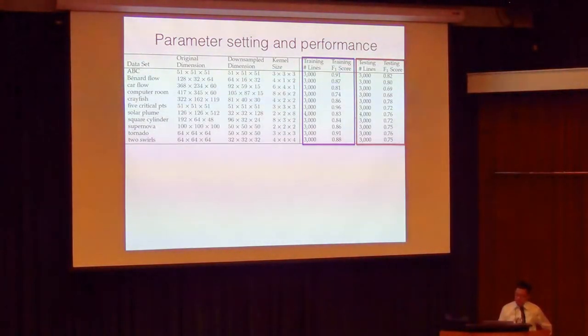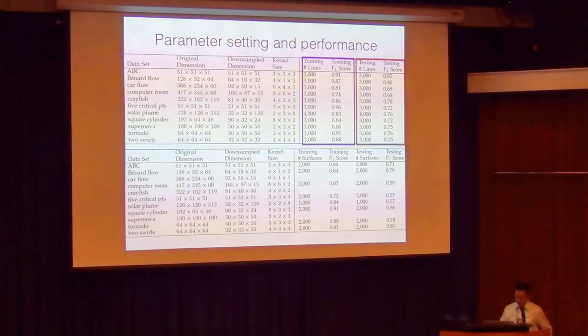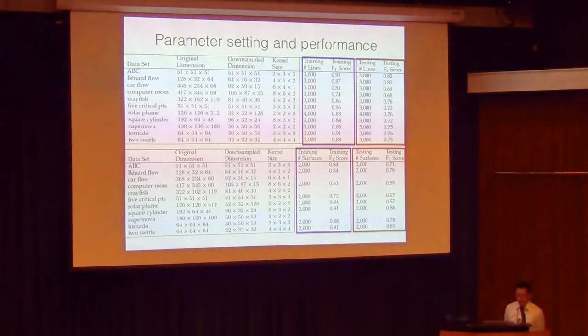And for the testing, we render and trace another pool of lines and try to see how good it is. So basically, the F1 score recorded here shows that the network is not underfitted. And the bottom figure shows you the same result for the surfaces. We use 2,000 or 1,000 surfaces for training and another 2,000 or 1,000 surfaces for testing.